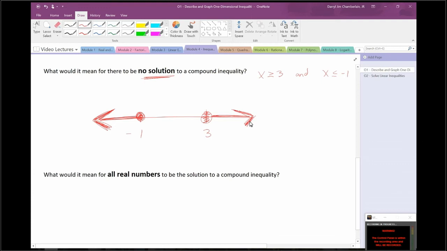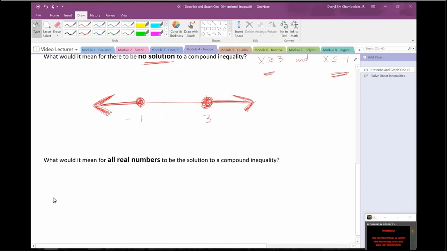And if I'm looking for this overlap, I can see very clearly I don't have any. So there would be no solution. There is no number that's both greater than 3 and less than negative 1. So obviously, in this case, it was very clear that we had no solution. But if we're trying to solve a compound inequality, it's sometimes the case that it falls out that we see something like this. So it's just something to keep in mind.